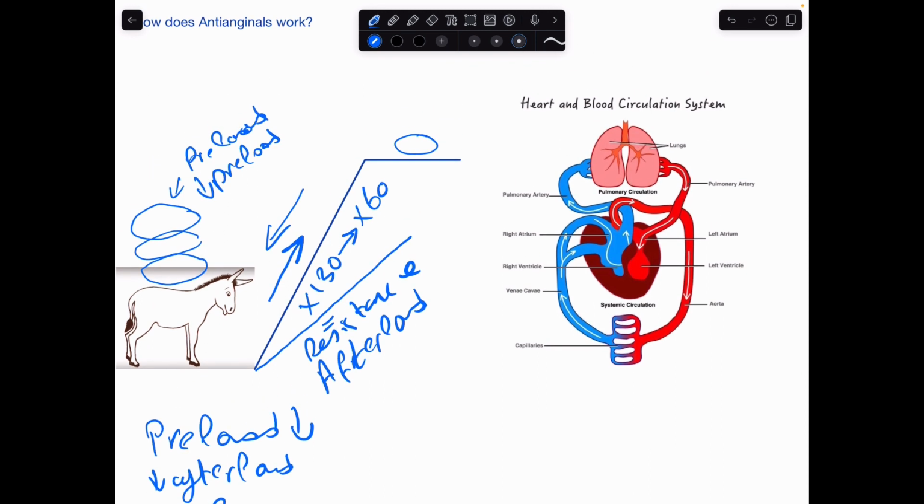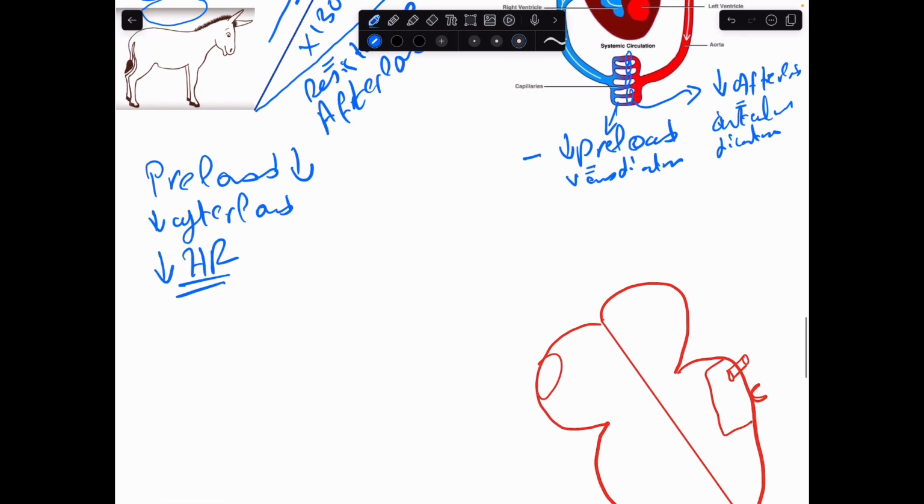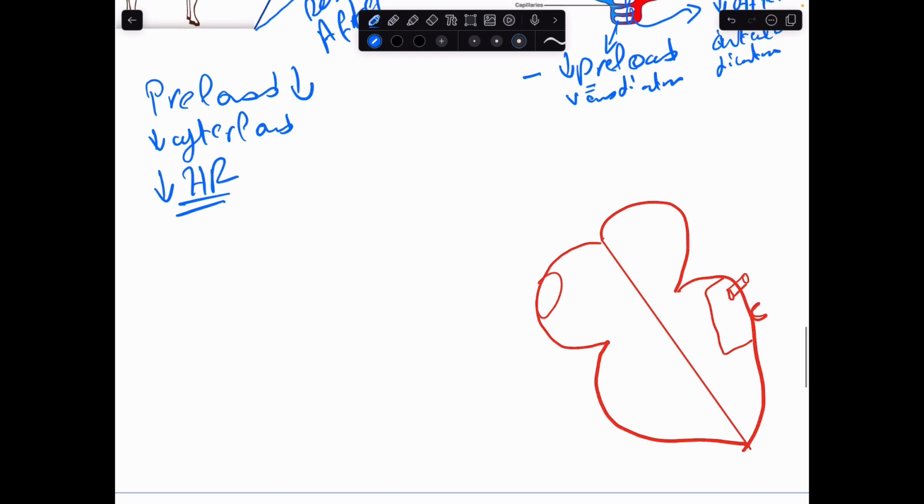If you look at this picture now, the same principle applies. You go to the venules, you dilate the venules, then you decrease the preload going to the heart. Venodilation. That's one of the mechanisms. The second mechanism is you decrease the resistance by working on the arterioles, decrease afterload, which is arterial dilatation.